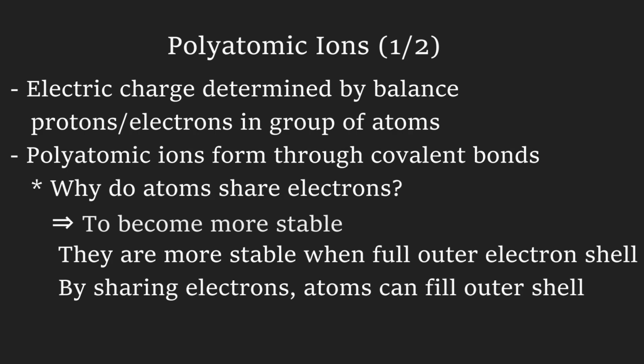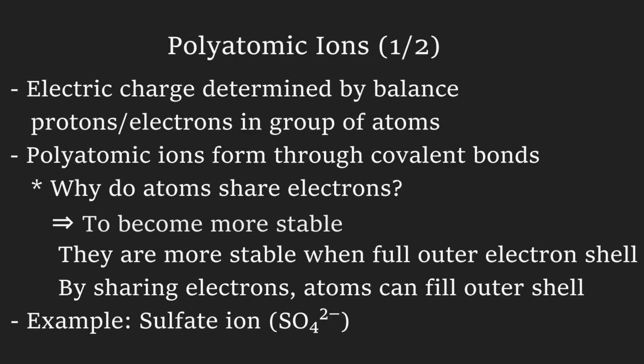By sharing electrons with other atoms, atoms can effectively fill their outer shells and achieve a stable electron configuration. And it is the sharing of electrons that is the process that leads to the creation of covalent bonds. An example is the sulfate ion, in which one sulfur atom is covalently bonded to 4 oxygen atoms. The shared electrons help stabilize the structure of the ion.